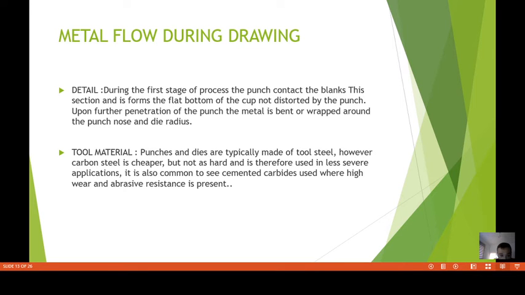Punch and die radius. Tool material. Punches and dies are typically made of tool steel. However, carbon steel is cheaper but not as hard and is therefore used in less severe applications. It is also common to see cemented carbides used where high wear and abrasive resistance is required.